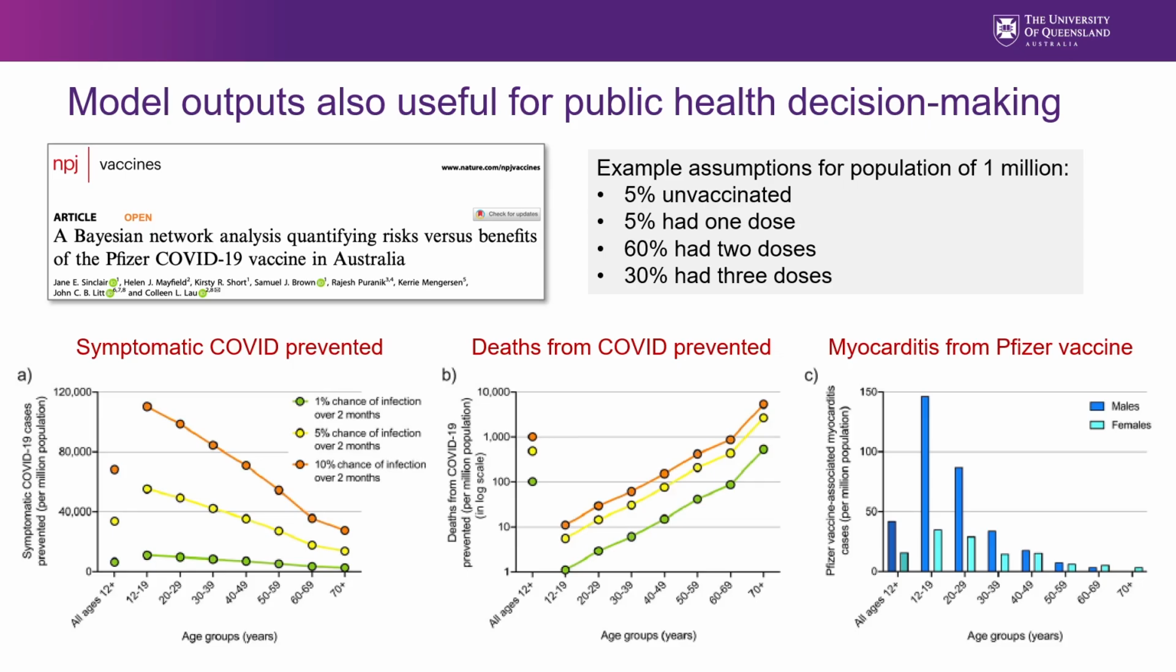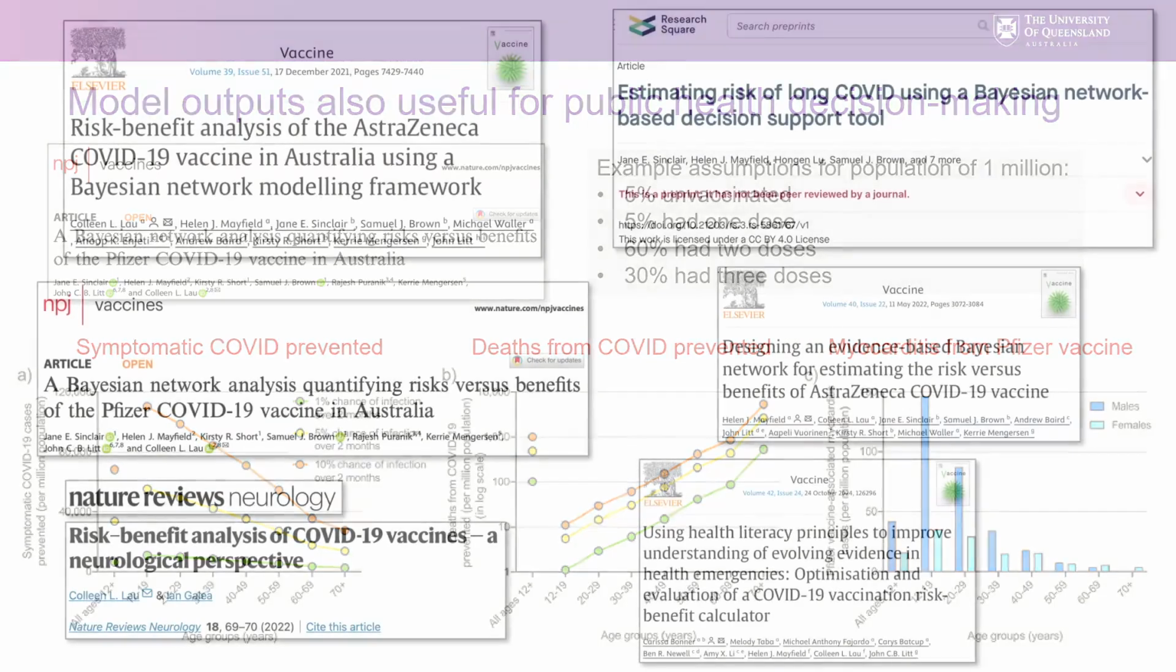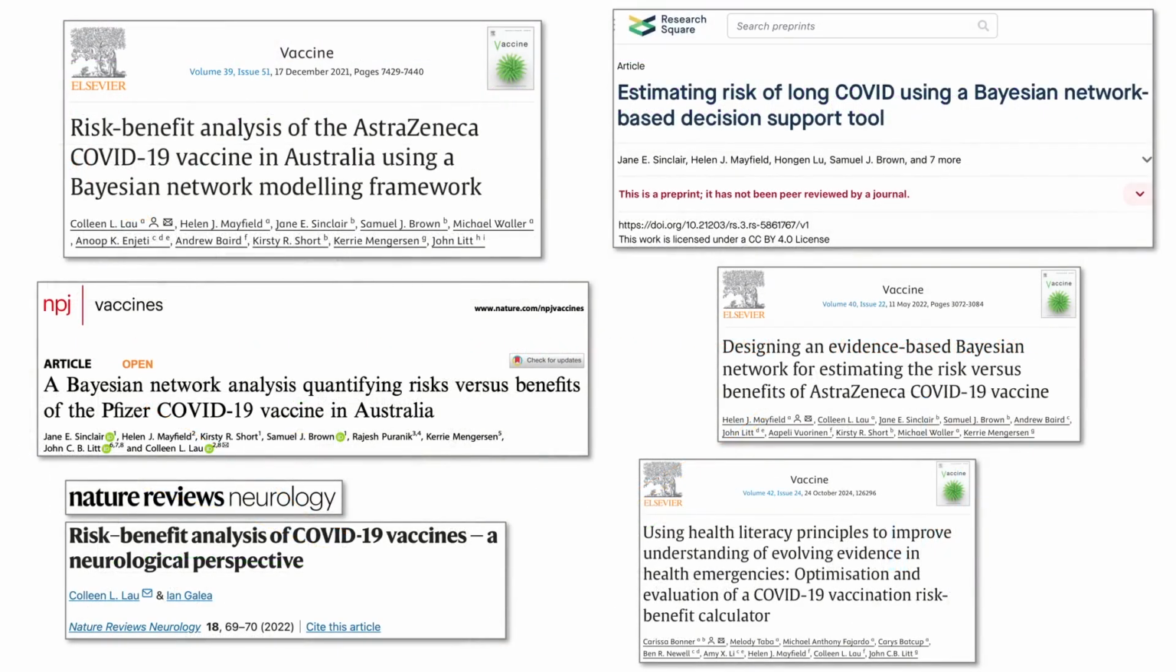So apart from clinical decision making, these models can also be used to support public health decision making. Rather than generating model outputs at an individual level, we can also generate them at a population level. This is an example of what we did with the Pfizer COVID vaccine, looking at myocarditis, a scenario of population vaccination coverage, and showing the number of symptomatic COVID infections we can prevent, number of deaths by age group, and also myocarditis, which is the risk or the adverse event from the vaccine based on age and sex.